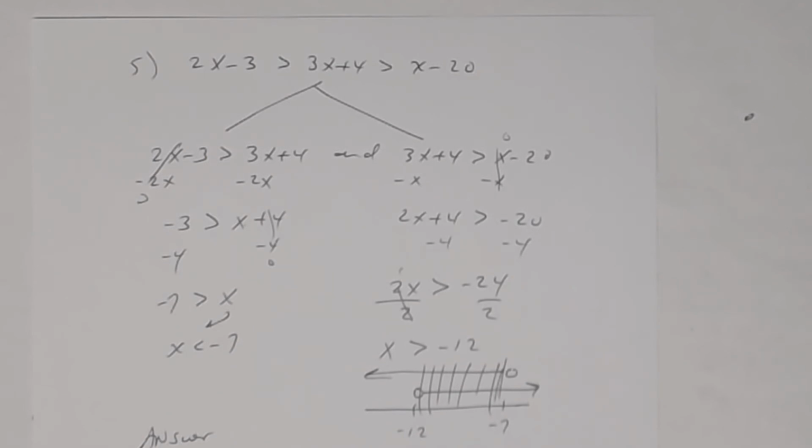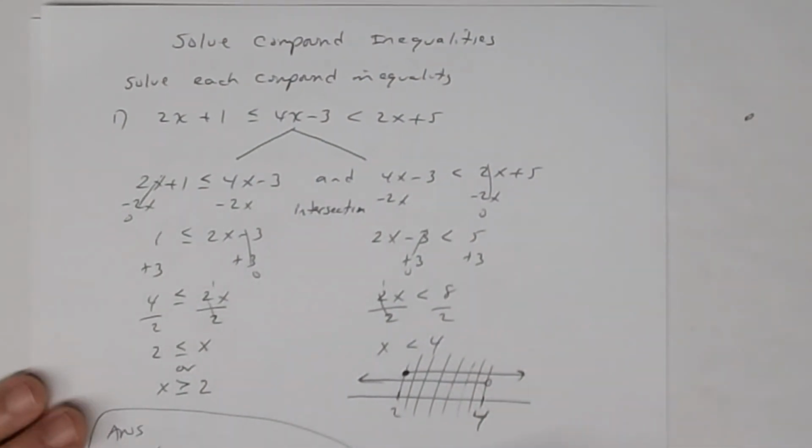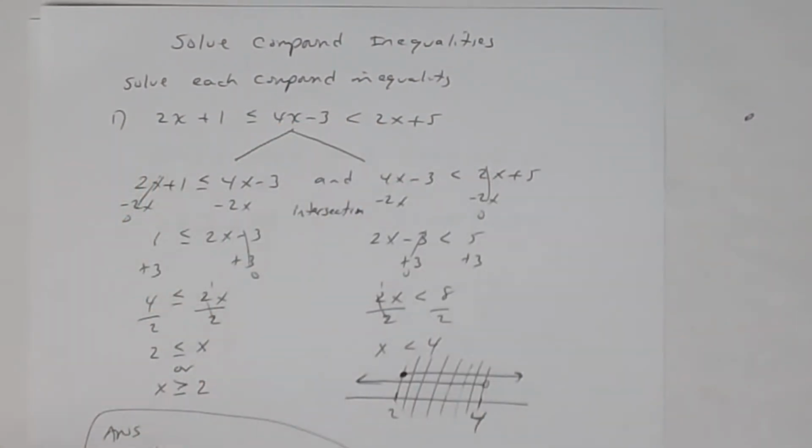So that is the steps to solving compound inequalities where you have variables on all parts.